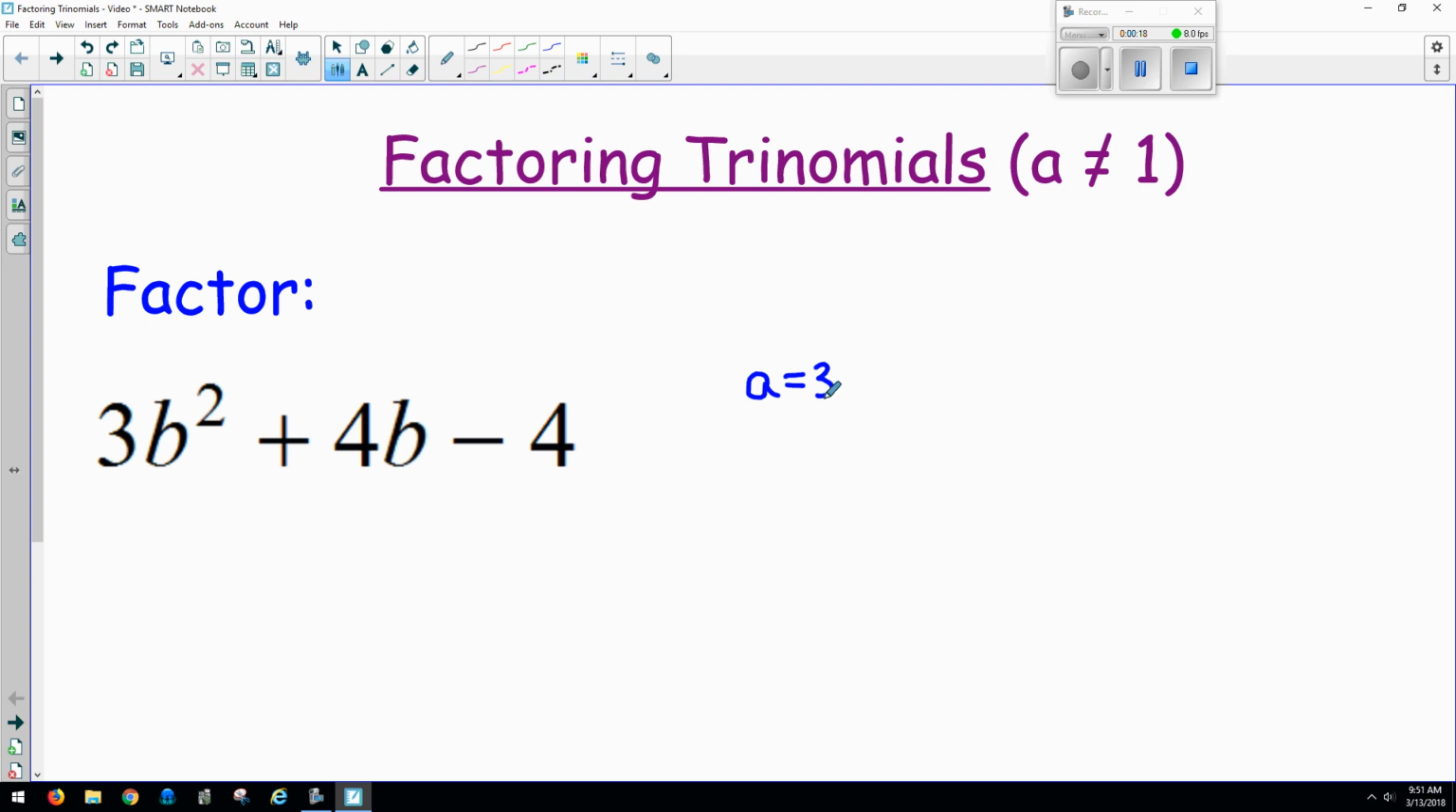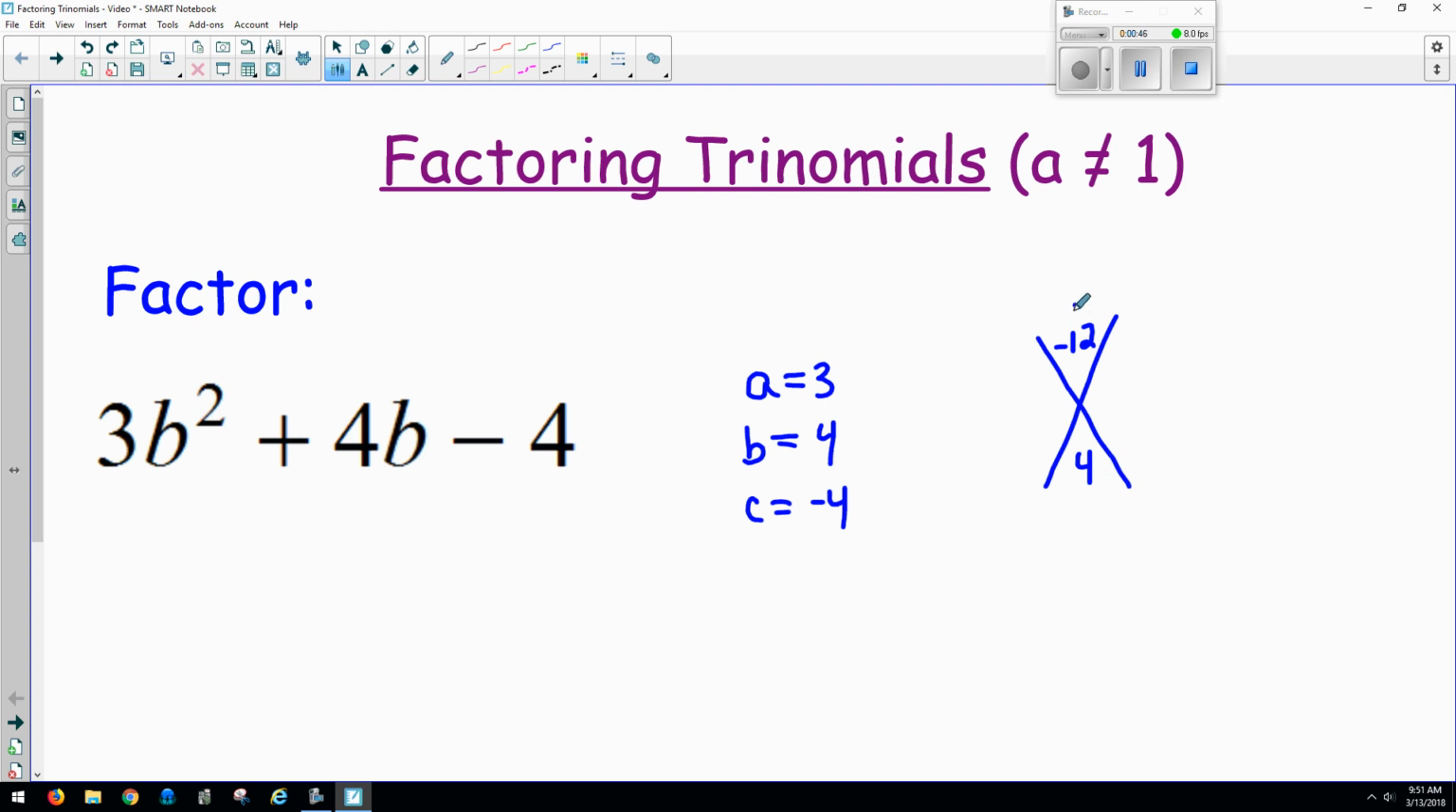So we're going to define a, b, and c. A is 3, again that's the coefficient of the squared term. B is 4, that's the coefficient of b, and c is the number by itself, which is -4. And we're still going to have the x. So we're going to have a times c in the top here. That'd be 3 times -4, which is -12, and just b in the bottom.